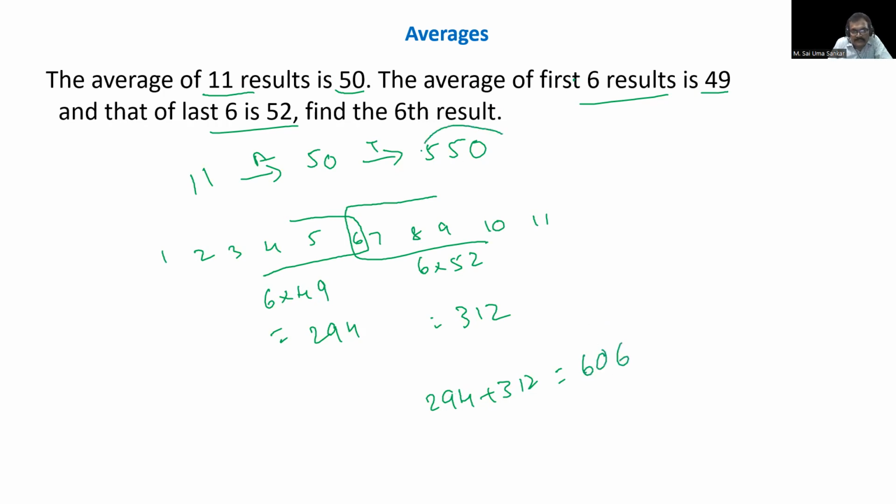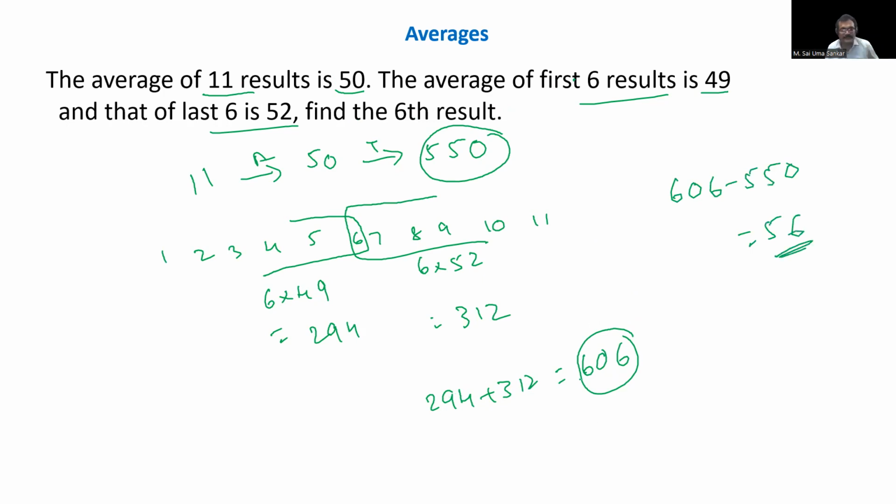What is the total of 11 results? 550. Suppose you take the consideration of first 6 and last 6, that is equal to 606. So what is the difference? 606 minus 550. So what is the sixth result? That is equal to 56.